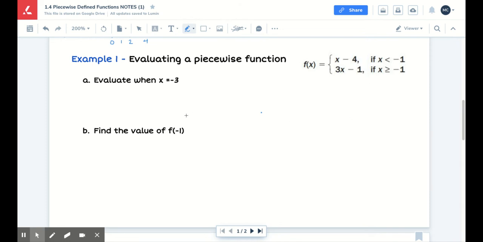So here we go. For our first example, we're asked to evaluate f of x when x is equal to -3.